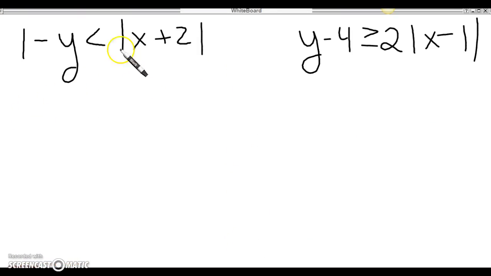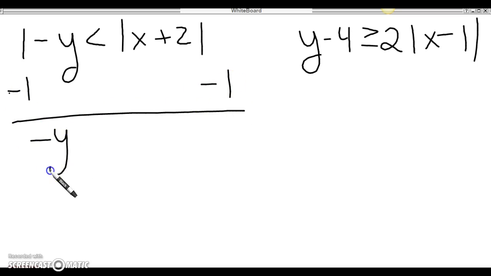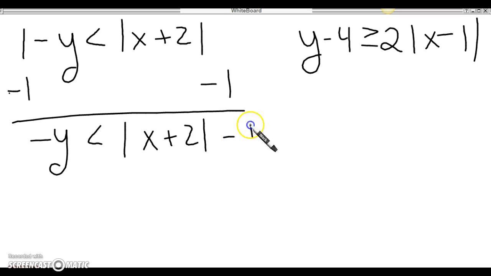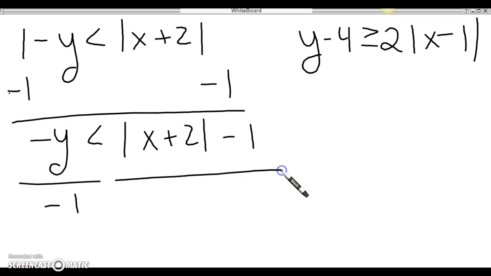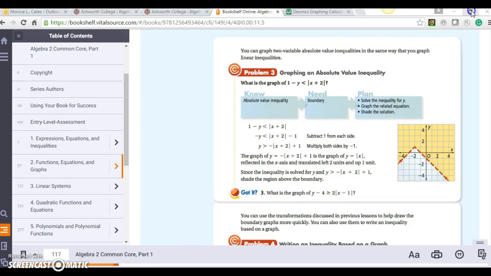The first thing that I'm going to do whenever I want to graph something is solve for y. So I want it in y-intercept form. To do that, I'm going to subtract 1 from both sides. And I get negative y is less than the absolute value of x plus 2 minus 1. Can't have a negative y, so I'm going to divide everything by negative 1. And we can verify that this is what they did as well. They subtracted 1 from both sides, and this is the line they got here.